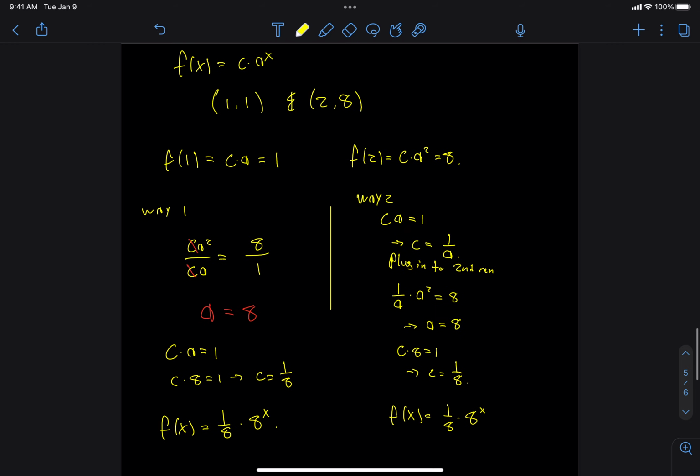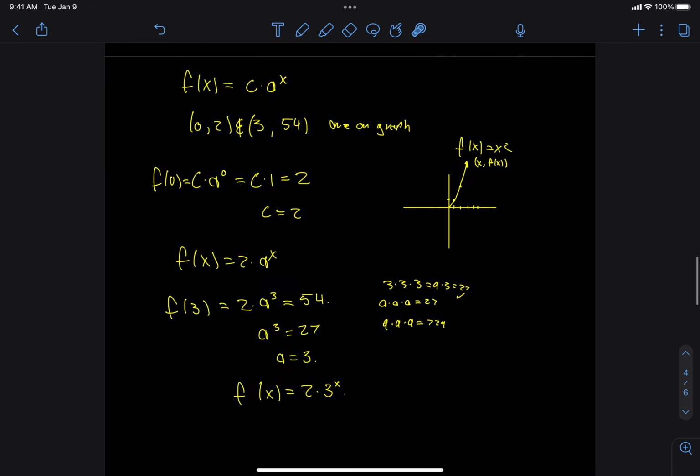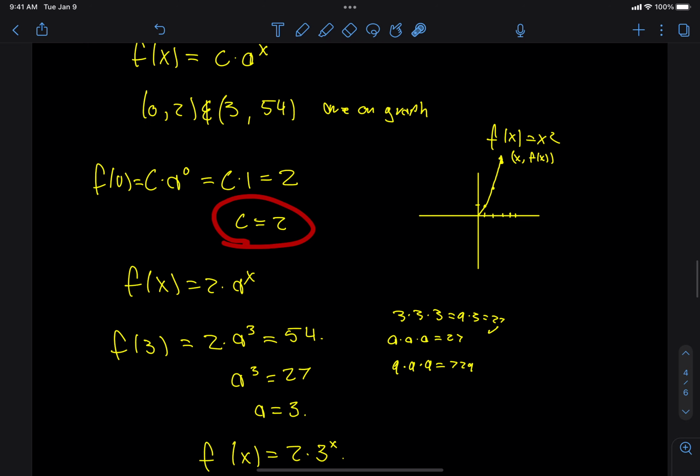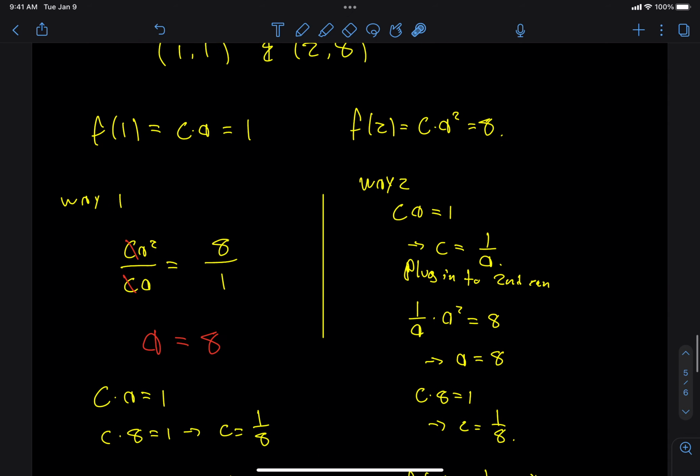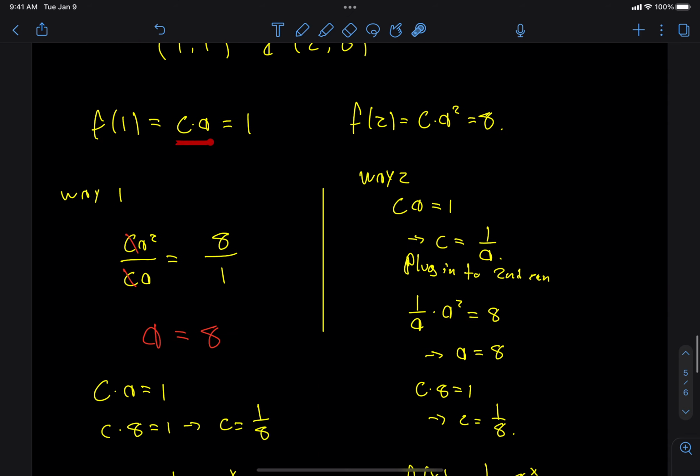So hopefully you get a sense of why this one is a little bit harder than the other one, right? When we do this one, we get C right away for free, right? Because we plug in 0 for x, so the A just goes away in this equation, and we get C. In the other one, we get two equations which both have C and both have A. So to solve it, we need to either divide them by one another in order to cancel the C, or we need to use substitution to replace one by the other.